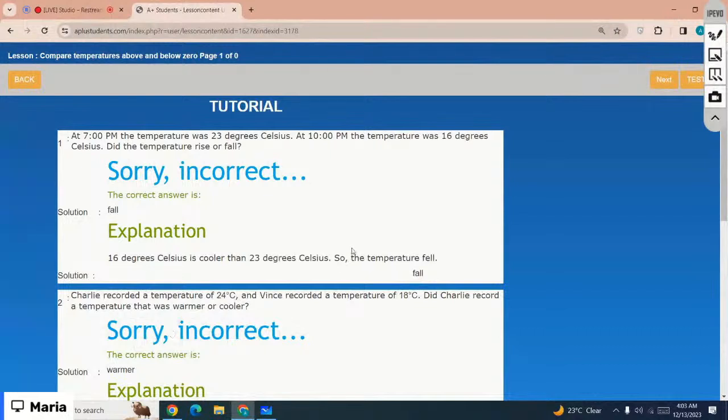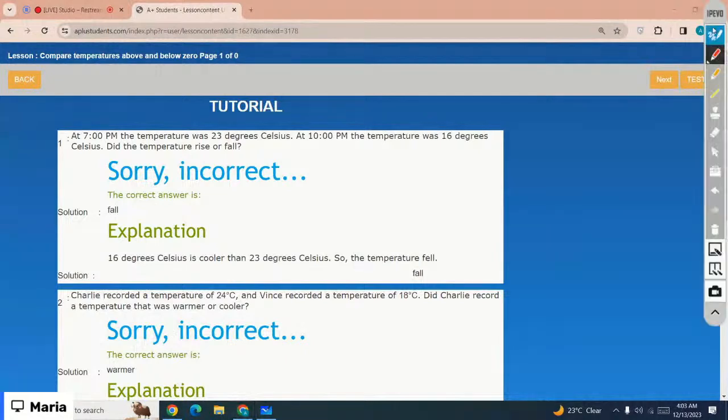Basically, here the temperature is in Celsius, right? So 16 degrees is cooler and 23 degrees is hotter, right? So at 7 it is 23, and then at 10 p.m. that was 16 degrees. That means from hot to cool, so the temperature fell, right?